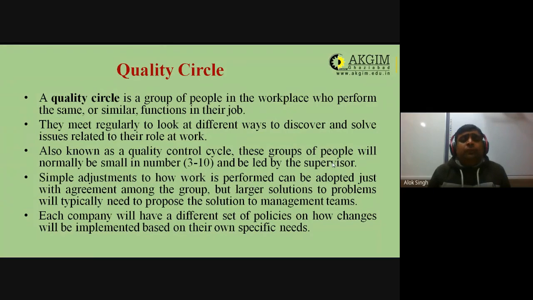One supervisor will lead your quality circle, and generally the circle will decide the frequency of meetings, what issues to consider in a particular meeting, and the minutes of meeting: what the discussions were and what the next strategy is that we need to work upon. Simple adjustments to how work is performed can be adopted with just agreement among the group, but larger solutions to problems will typically need to be proposed to management teams.